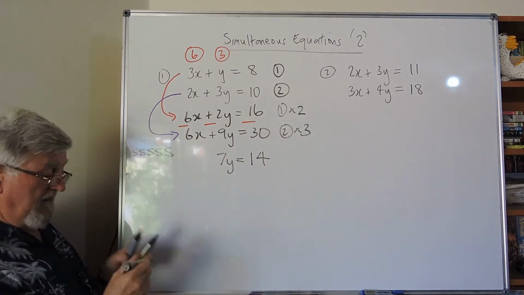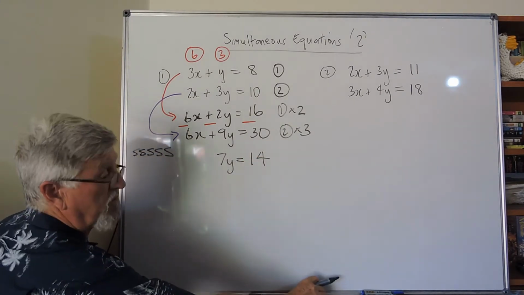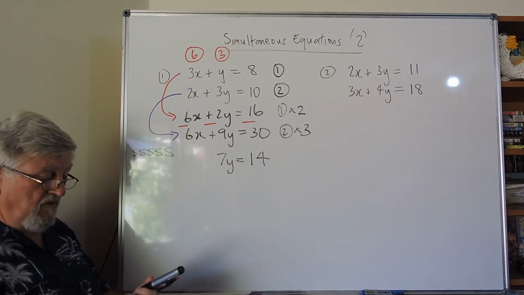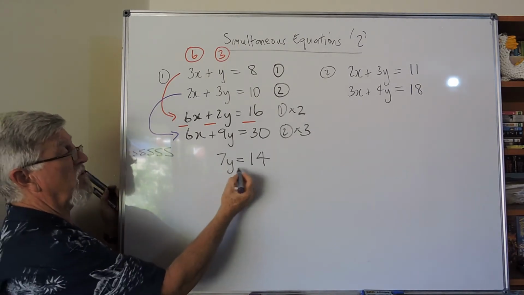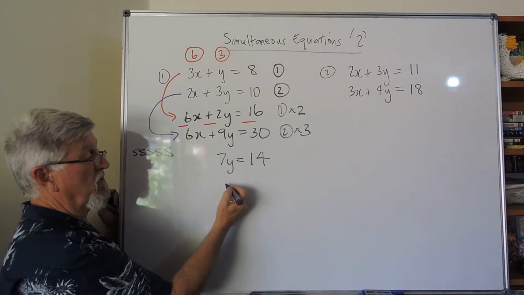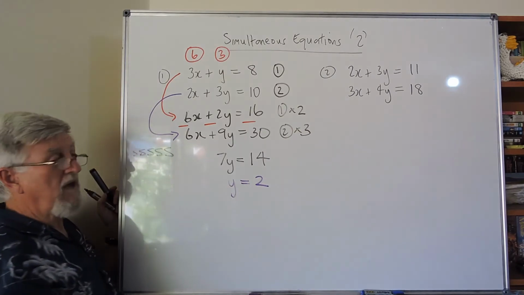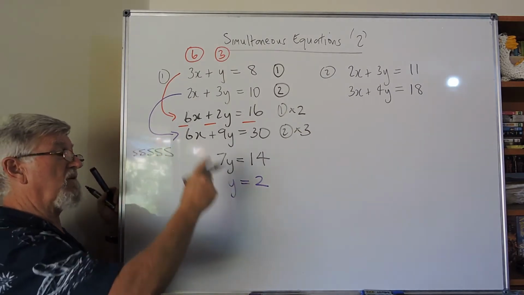So what have I done? I've got to put these lids back on. I've actually eliminated the letter x, which is good because now it tells me the answer. 7y is 14, so y is 2. You could go divide by 7, so y is 2. So we now know that the answer for one of these numbers is 2.